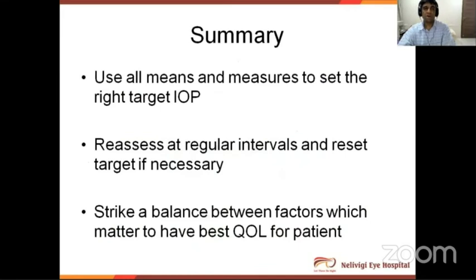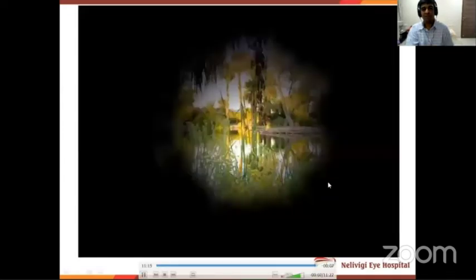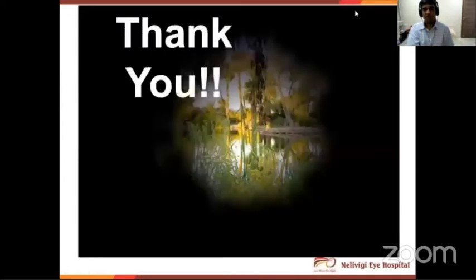In summary, use all means and measures to set the right target IOP, reassess at regular intervals and reset target IOP if necessary, and strike a balance between factors which matter to have best quality of life for the patient. Thank you so much for your patient hearing.